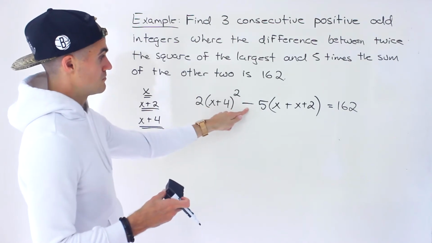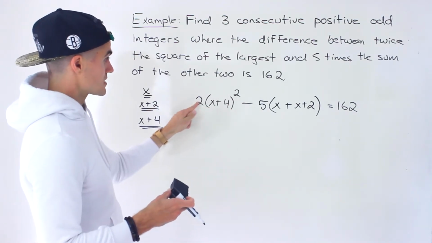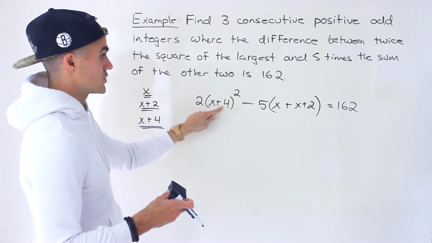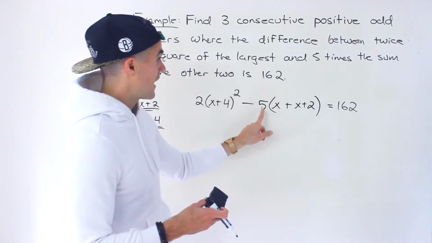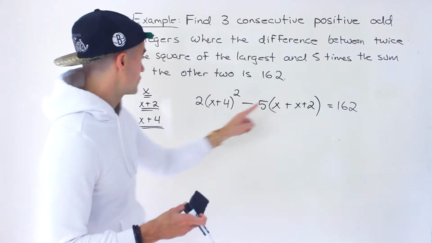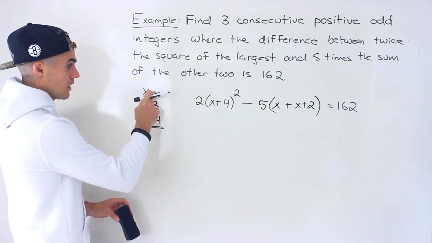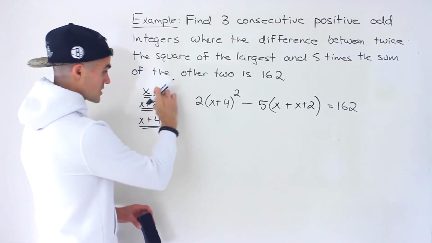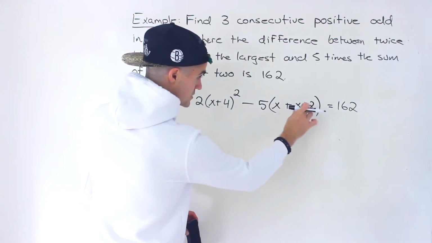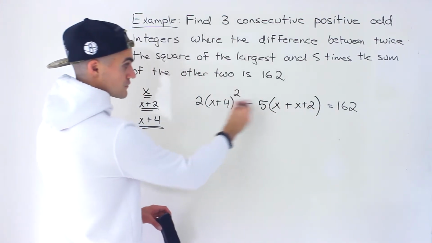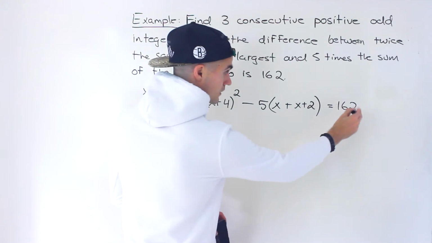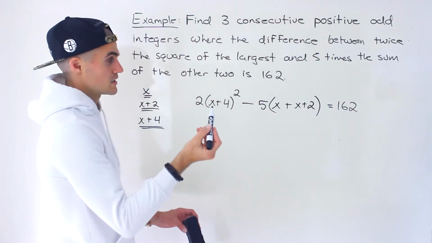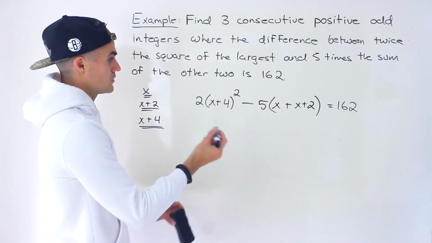The difference between twice the square of the largest and 5 times the sum of the other two, which is the smallest integer of the 3, and then the middle integer, the sum of those two, so x plus 2, and 5 times that. The difference between those two is going to be 162, right? And now you can just solve.